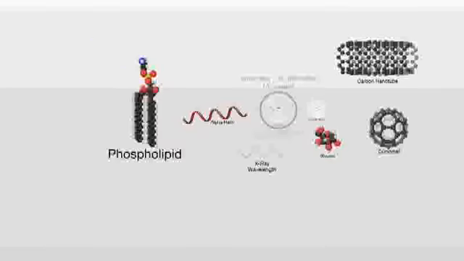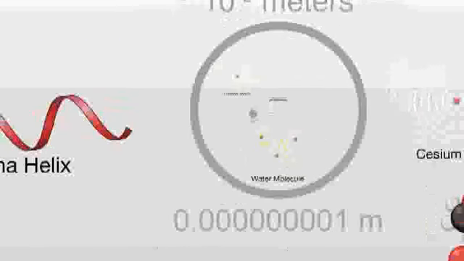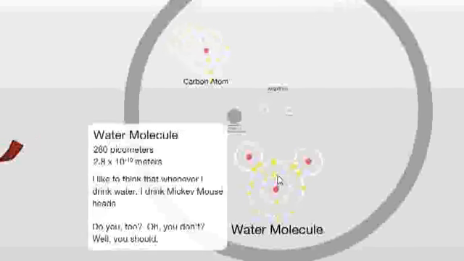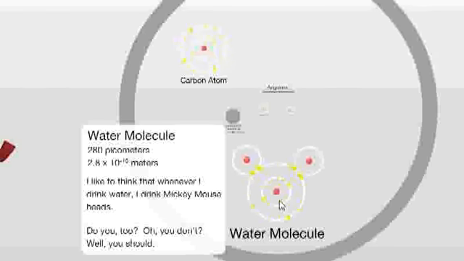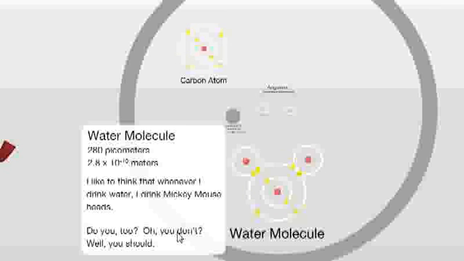If you continue zooming in here, you get water. Look at this here. The water molecule here is 2.8 times 10 to the minus 10. Hang on. Let me start again. I think it was 2.8. Let me double check. 2.8 times 10 to the minus 10.